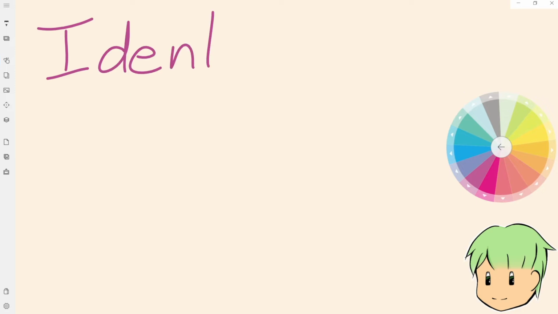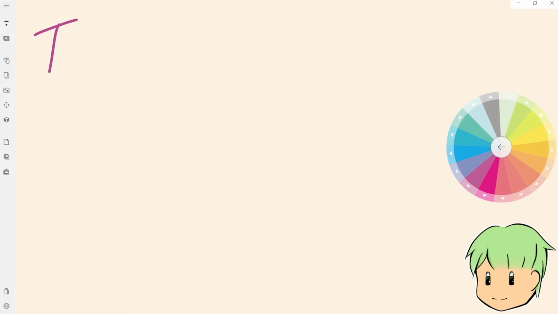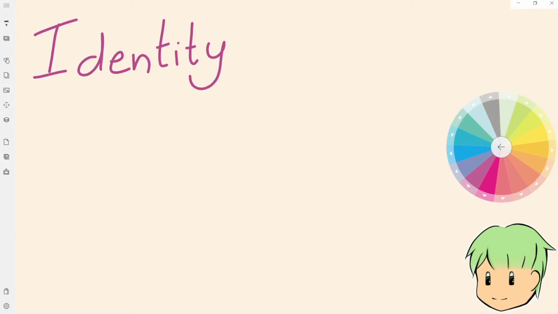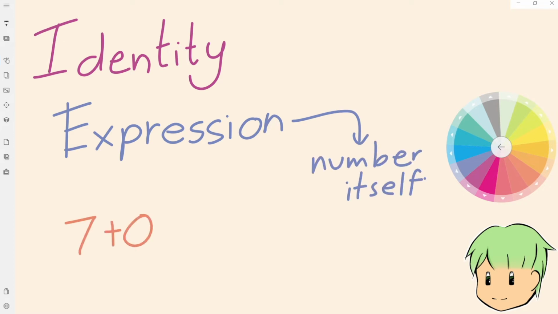Today let's talk about identity and equality properties. It's not really as bad as it sounds. You just have to kind of practice it a little bit more. Now let's start with identity. An identity is an expression that results in the number itself, like 7 plus 0 equals 7, or 7 times 1 equals 7.